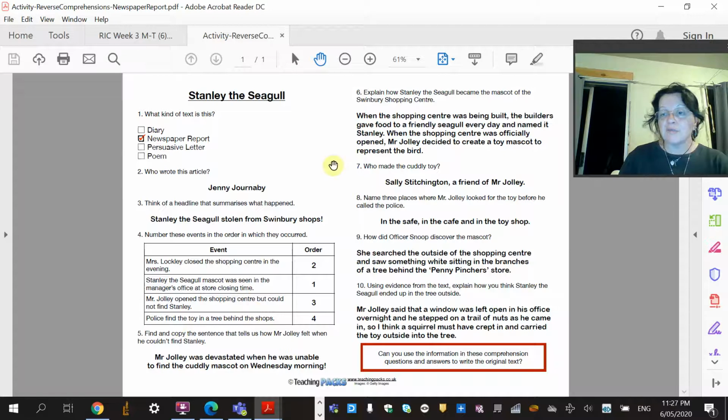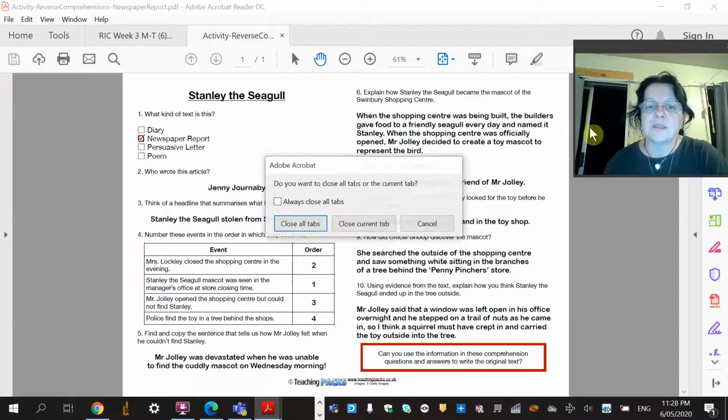So that's your activity for today. And if you can do that, if you can take the time to sit down and do that and think this through, you really understand newspaper reports. So have a go, send it to me, and I'm very interested to see how you go.